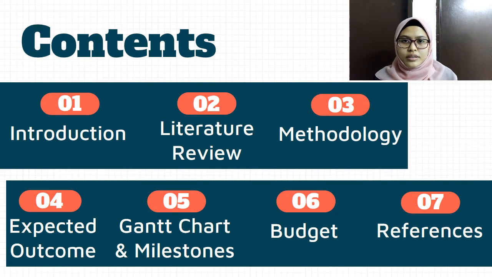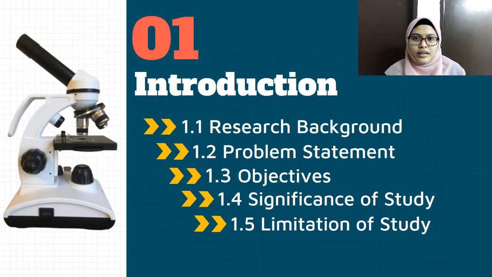First, altogether, there are 7 contents in this presentation. Start with introduction, literature review, methodology, expected outcome, Gantt chart and milestone, budget, and last is reference. Number 1, the introduction. There are 5 subtopics under introduction, which are research background, problem statement, objective, significance of study, and limitation of study.